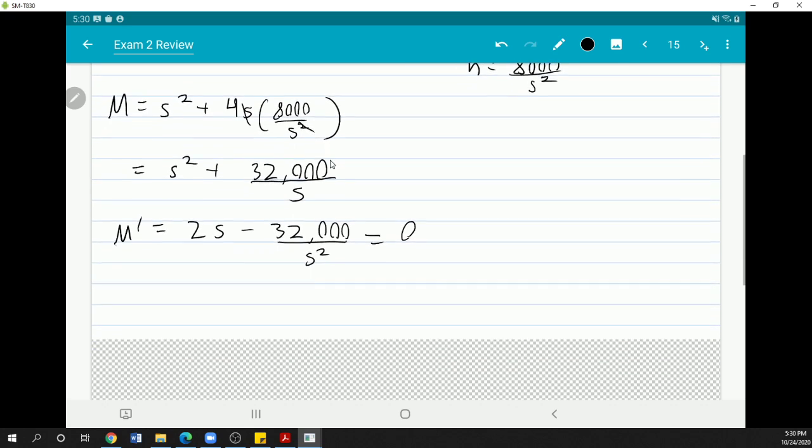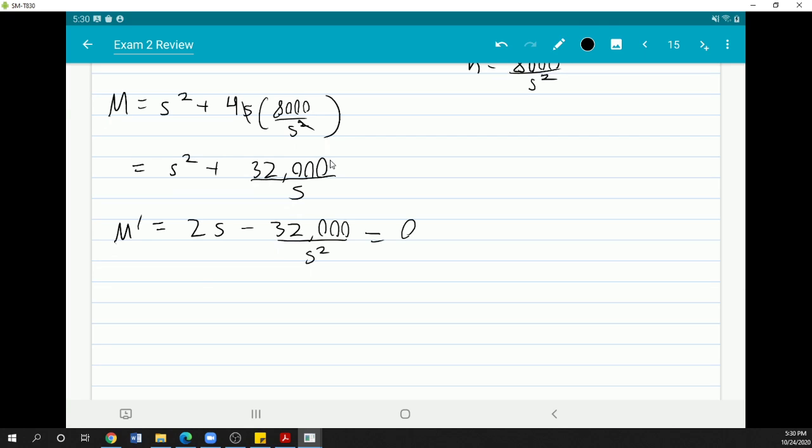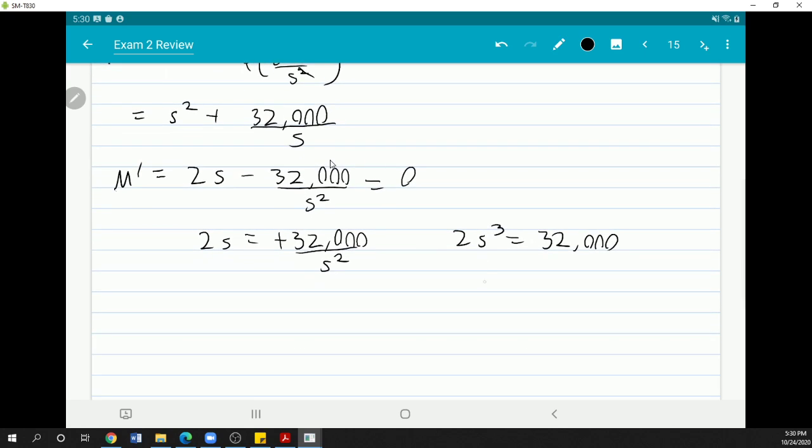Okay, so I want to solve this equation. So 2s equals, sorry, now it's positive 32,000 over s squared. 2s cubed is 32,000. Divide by 2. S cubed is equal to 16,000. And here 16,000 isn't a perfect cube, so we need a calculator. So 16,000 to the power 1 divided by 3.